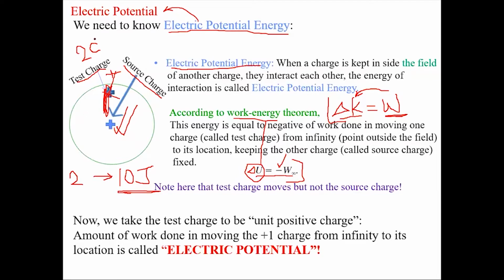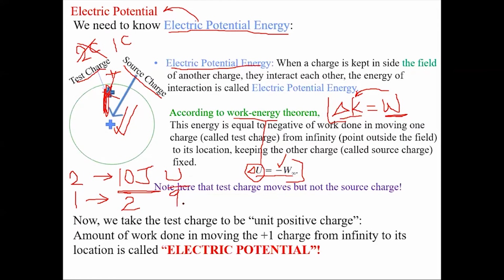What happens if you replace this charge by 1 coulomb? If it is 1 coulomb, then what is the energy of interaction? Can you help me here? 5 joules. Exactly. So what you did here is divide 10 by 2. The 10 is the interaction energy, so you can simply call it U. U divided by Q.